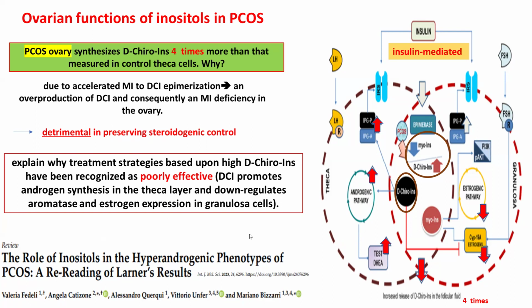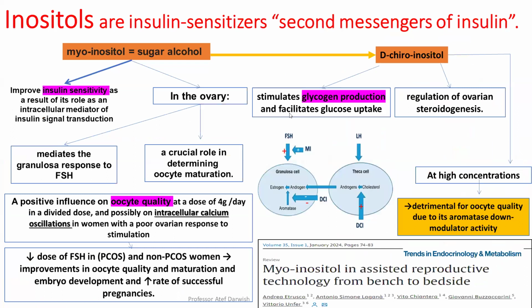So now it is clear that myo is important for ovarian functions. If you give dicairo, it should be a minimal amount, 40 to 1, a very minimal dose. Don't give more than this. And if you have a patient coming to you with an inositol supplement, you have to look at the dose. If the myo is higher than the dicairo, 40 to 1, this is more or less physiologic and effective.